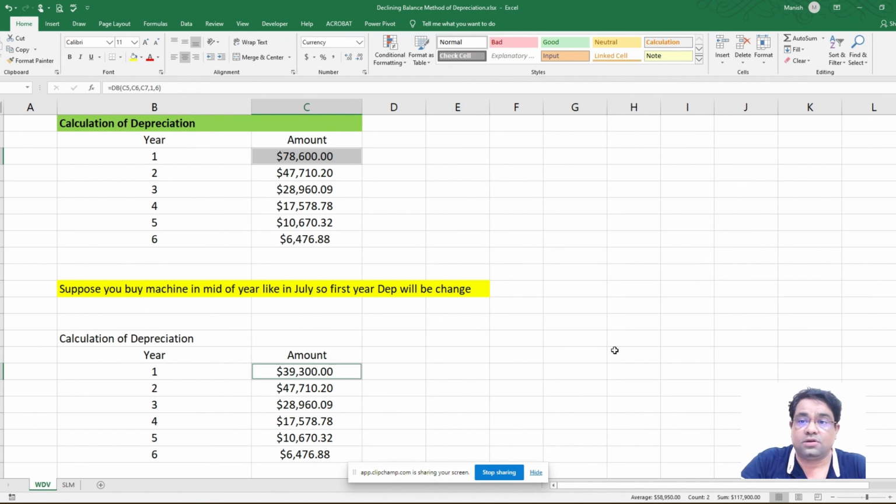I think you understand this formula well. I will give this formula in my description box.